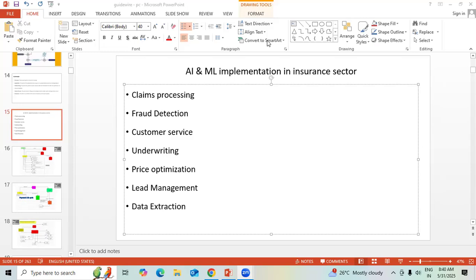Fraud detection works by defining patterns, because when we implement machine learning, we define some patterns. For every pattern there is an algorithm that we write, and the solution is provided using AI and ML without any manual intervention.